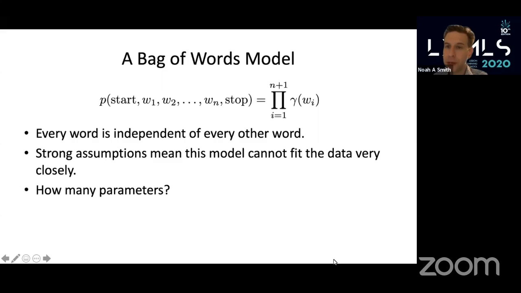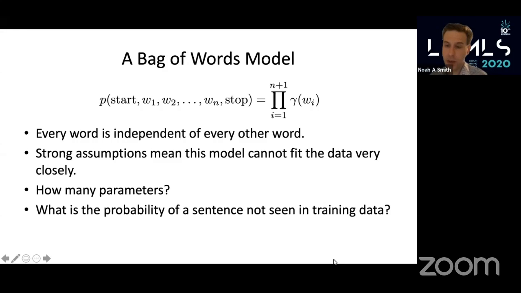How many parameters? Well, remember our trick. The number of parameters, or the number of probabilities we have to estimate in this die-based model, is equal to the size of the vocabulary times the number of dice. And there's only one. So it's size of sigma. Well, really size of sigma plus 1 to leave some probability for the stop symbol.